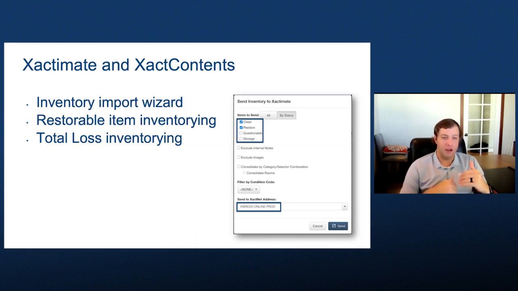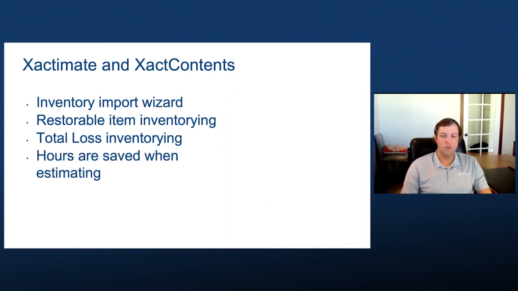Now, for the total loss workflow, all you need to do is hit replace, and the contents adjuster would give you their ExactNet address. You would type in that ExactNet address and then send it over to the adjuster, and they go through the same workflow. You can also include all the images in that integration, and it will send all that information over to the adjuster, and they can price it out rather quickly. This is a huge time saver.